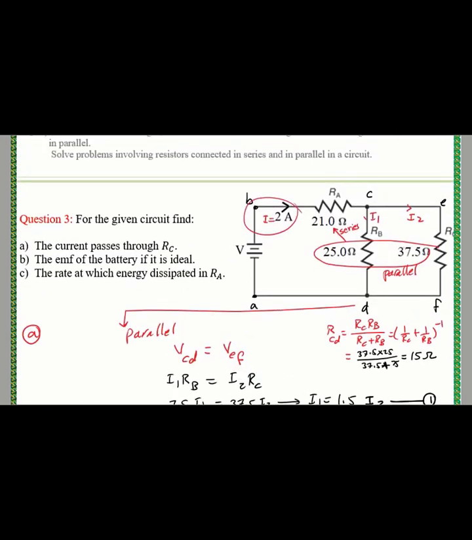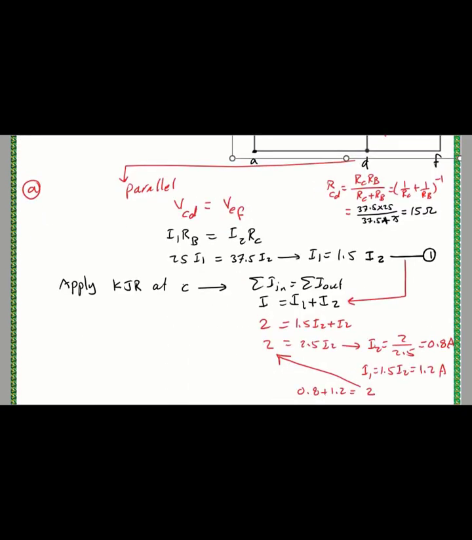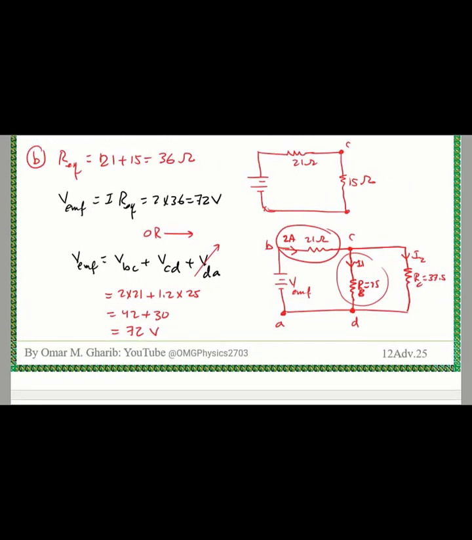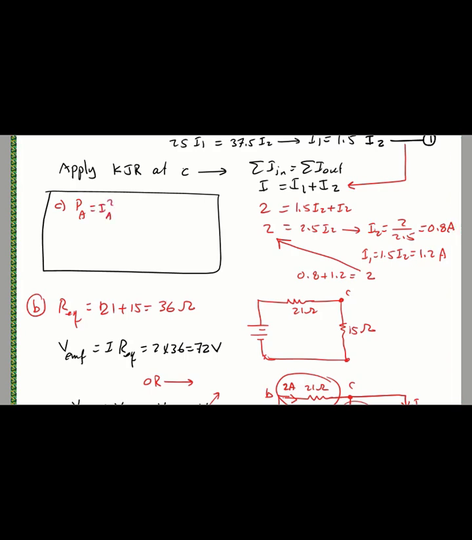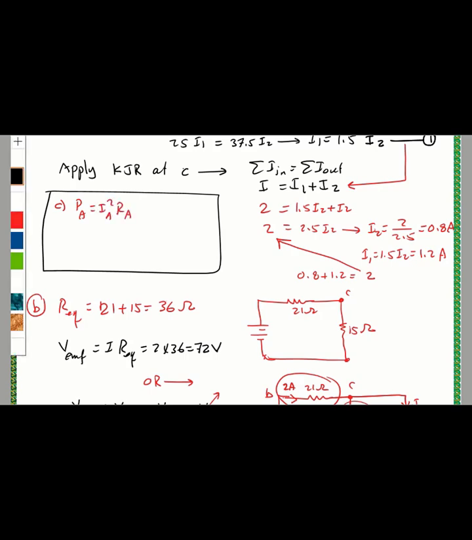The rate at which energy is dissipated in RA. RA is 21 and the current is 2. So we put in here, I don't need paper. For part C, power in A equals I in A squared times RA. I in A is 2 amperes squared. RA is 21. 2 squared is 4, times 21 is 84 watts.